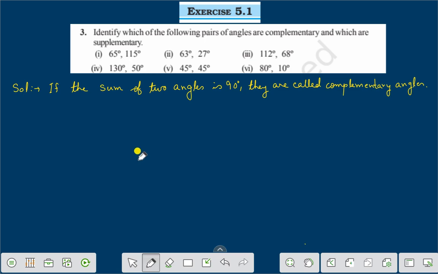Right? And if the sum of two angles is 180 degrees, then they are called supplementary angles.